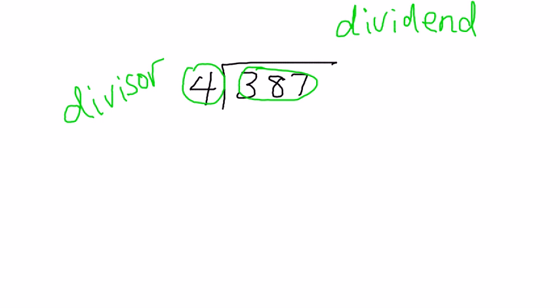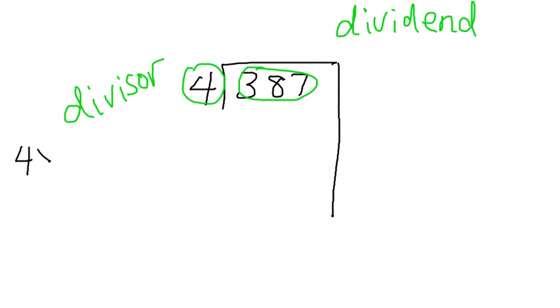So this method is called partial quotients, and I start off by asking myself, what can I multiply 4 by to get close to 387? First thing I might think is that 4 times 100 is 400, but then I've gone higher than my dividend. So I can ask myself, what other number can I multiply by 4 and get close to 387?